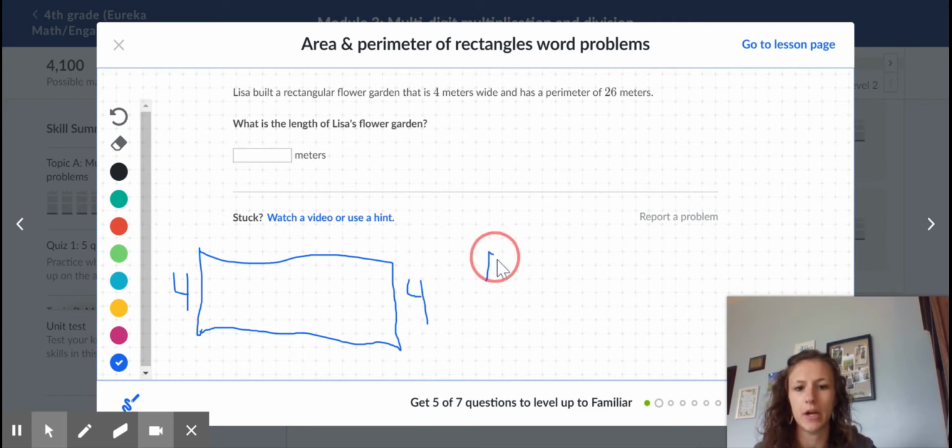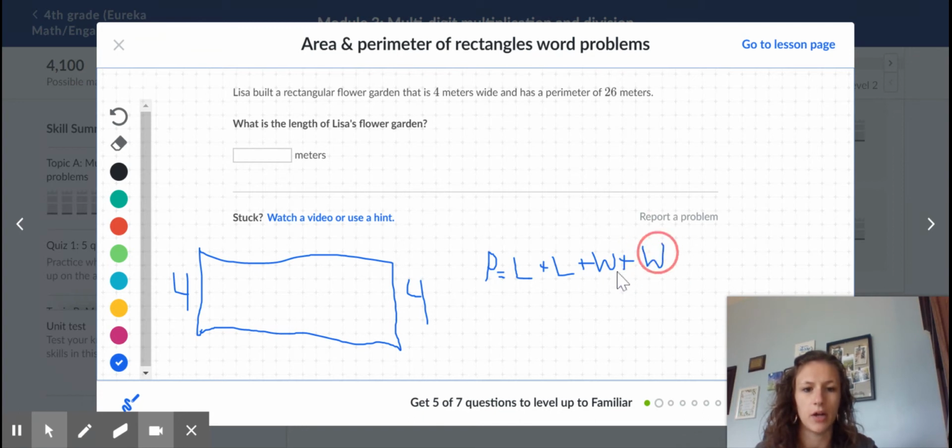When I hear perimeter, I'm going to write my perimeter formula, which is perimeter equals length plus length plus width plus width. Now I can fill in some parts of this. I know my perimeter is 26. I don't know what my length is, so I'll leave that as length plus length. But I do know what my width is, because it says it's 4 meters wide. So I can do my 4 and my 4.